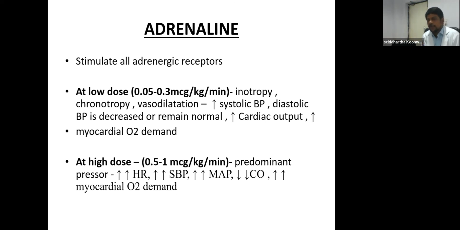It causes inotropy, that is, it increases force of contraction, leading to increase in stroke volume. It causes chronotropy, that is, it increases heart rate, so ultimately leading to increase in cardiac output. And it also causes vasodilatation, leading to decrease in afterload. So all these beneficial effects lead to increased systolic blood pressure. Diastolic blood pressure is decreased or could remain normal.